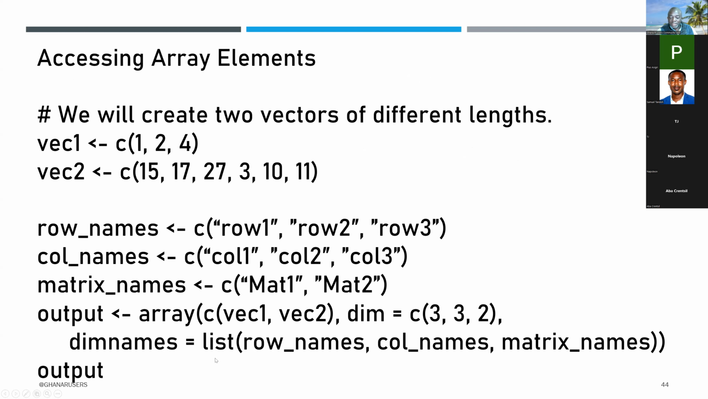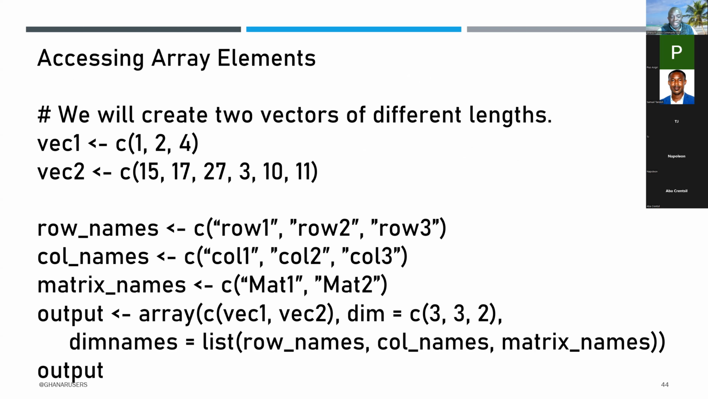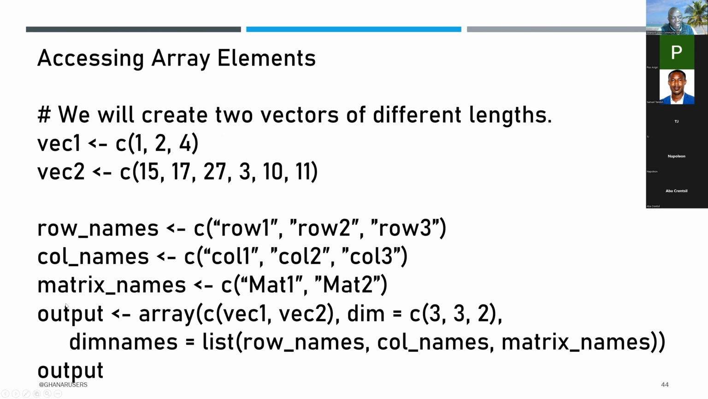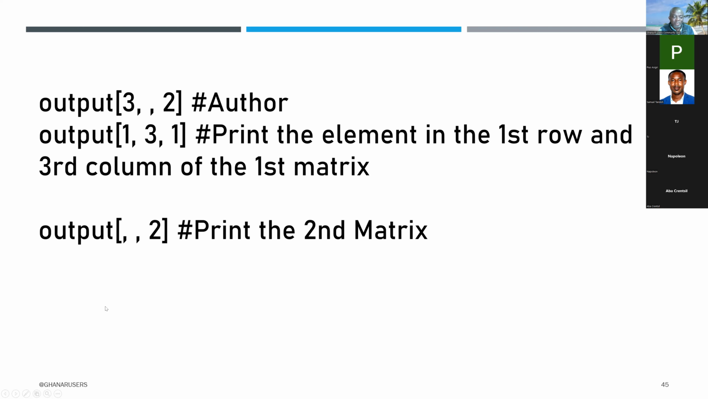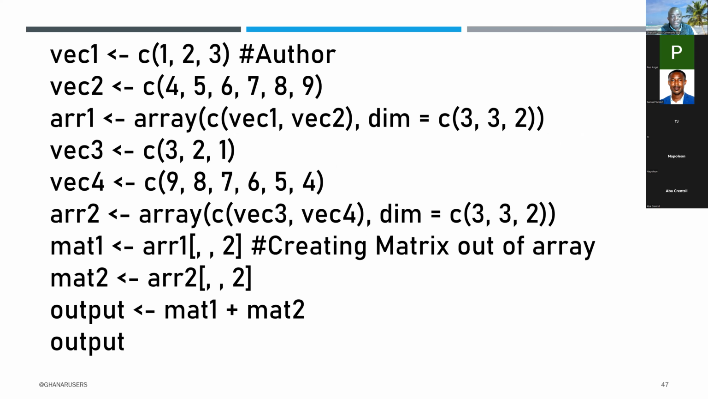So we can also access the array elements. We have the array as 3, 3, 2. Now we want just these two elements without the rest. We want first, third, and first. So print the element in the first row and the third column of the first matrix. Print only the second matrix from here. This is what we created, the output here. Now we are extracting various elements from the array. So these are various versions of the same thing that we have seen already.